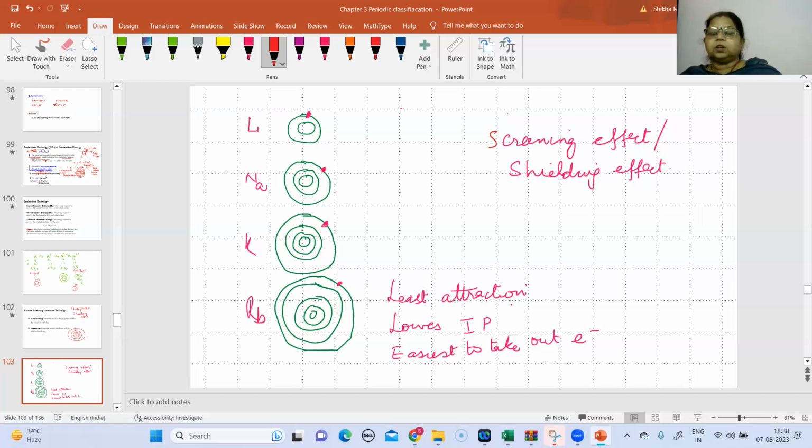Here I have tried to draw lithium, sodium, potassium, and rubidium. As we go down the group, the screens or shells increase. Therefore, there is less attraction and lower ionization potential. That means it is easiest to take out the electron. So in this case, we say that ionization potential or ionization enthalpy decreases down the group. If you are taught in the class, you must be knowing it. I'm just trying to introduce two more terms which may be used to explain it.